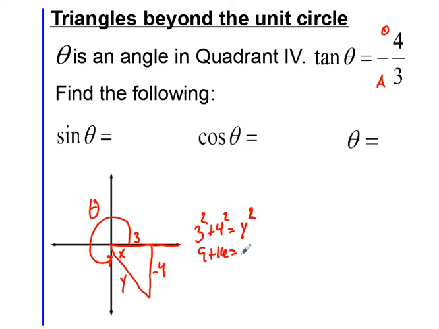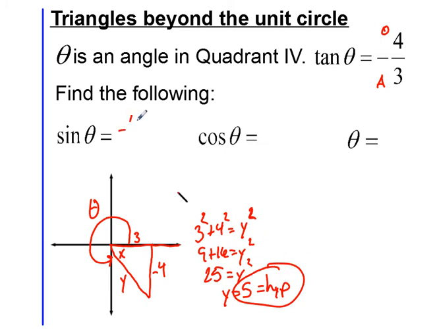9 plus 16 equals y squared. 25 equals y squared. So my y is equal to 5. So my hypotenuse in this problem is 5. Now I can give my answers for sine. Sine is opposite over hypotenuse. Opposite is negative 4. Hypotenuse is 5.